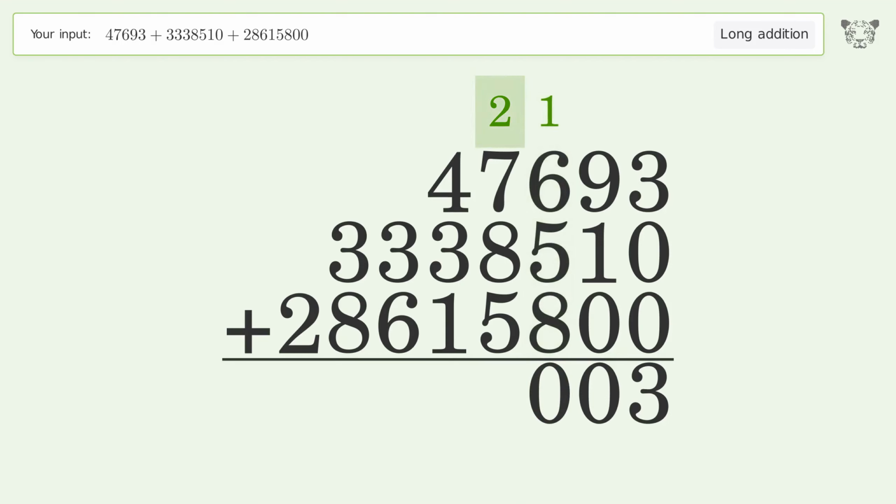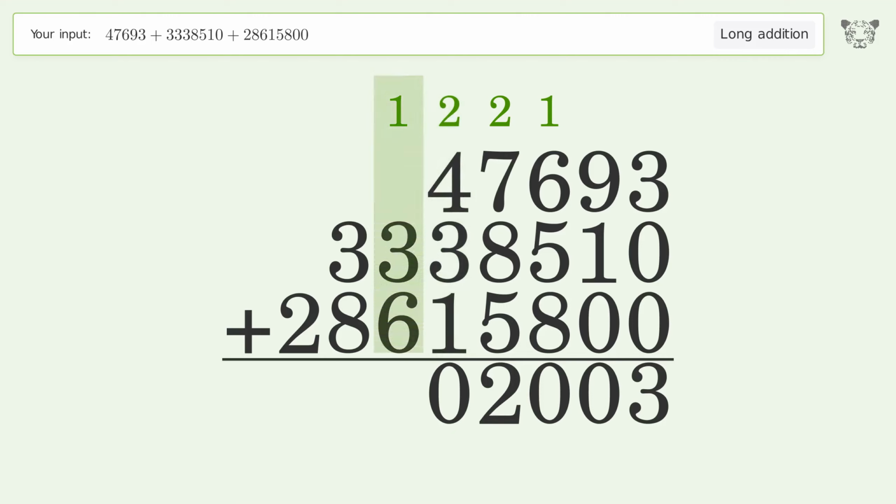2 plus 7 plus 8 plus 5 equals 22. Carry 2 to the 10,000s place. 2 plus 4 plus 3 plus 1 equals 10. Carry 1 to the 100,000s place.